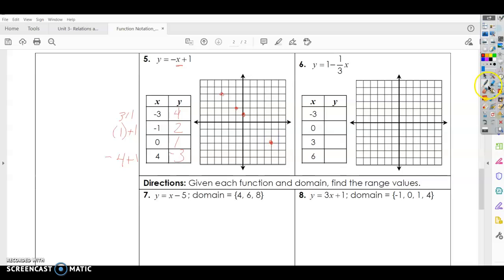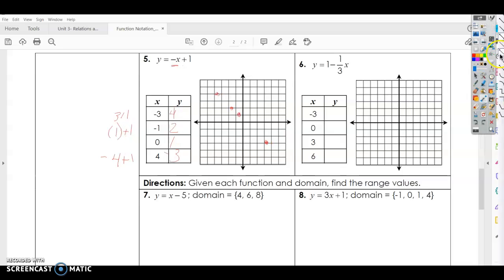All right, so anytime I'm working with a linear equation, this is a good time to say, make sure you know that a linear equation should be a straight line. When my points were not lining up, I knew I had done something wrong. Good way to check yourself.